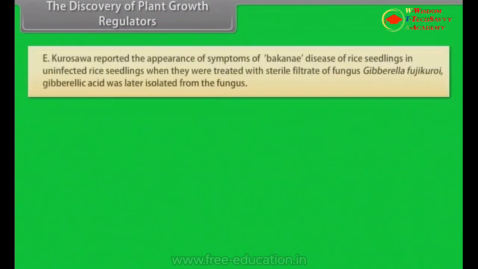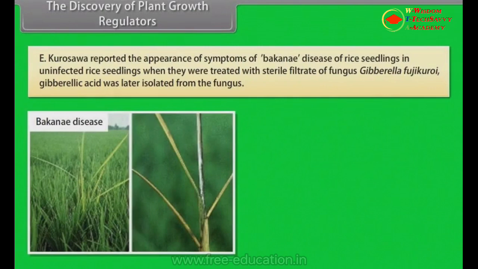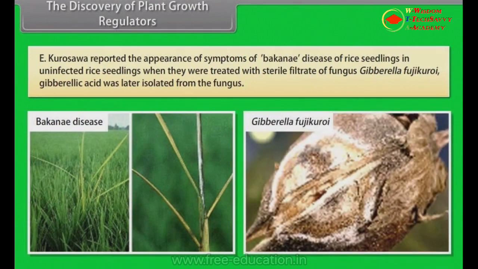E. Kurosawa reported the appearance of symptoms of Bakanae disease of rice in uninfected rice seedlings when they were treated with sterile filtrate of the fungus Gibberella fujikuroi. Gibberellic acid was later isolated from the fungus.